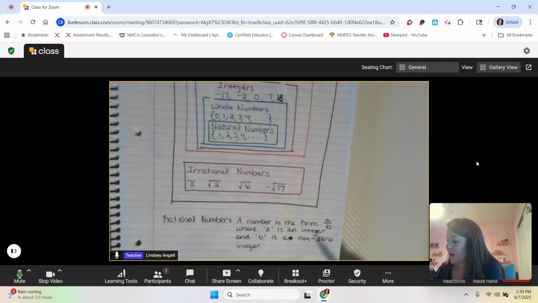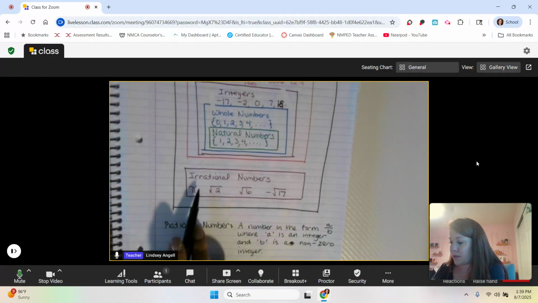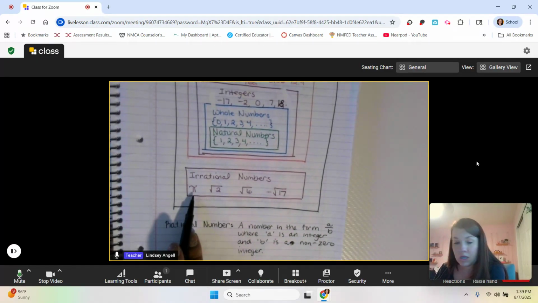So rational numbers are any number that can be represented as a fraction. Irrational numbers are numbers that cannot be represented as a fraction using integers. So we can talk about them first. Irrational numbers. The most common one that you've probably heard of is this number here, pi. That's the symbol for it.